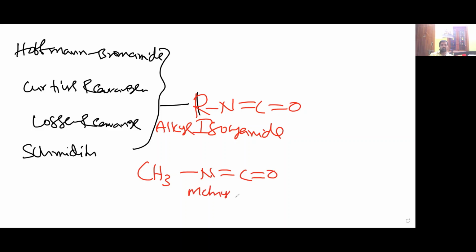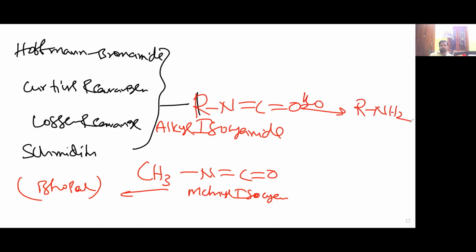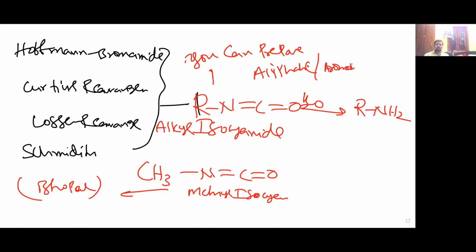Most important dangerous gas, methyl isocyanate. Because of this gas leakage only, the Bhopal incident happened. Okay, so on further hydrolysis, you are going to get primary amine. By using these four methods, you can prepare both aliphatic and aromatic amines. Is this clear?